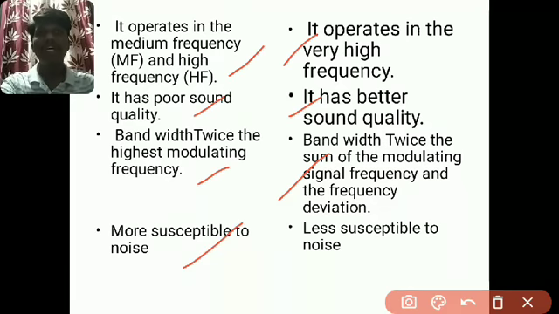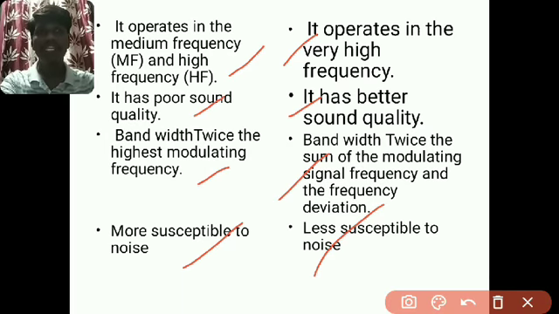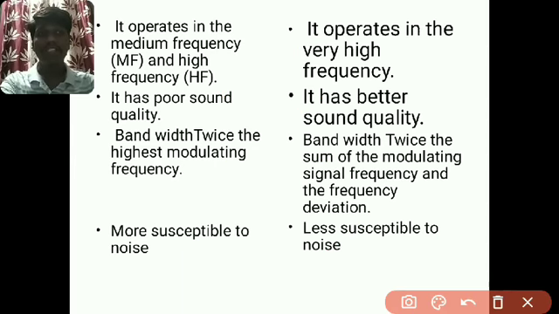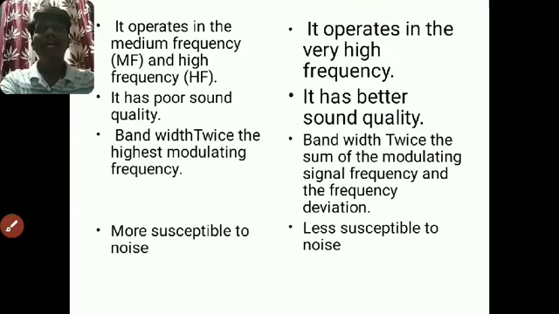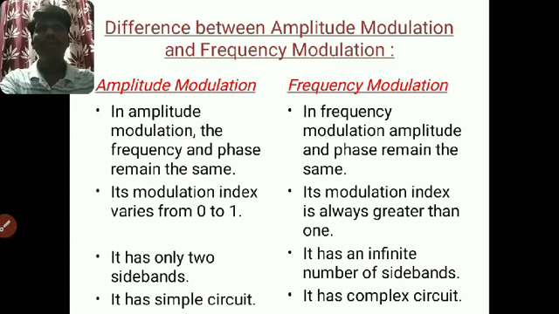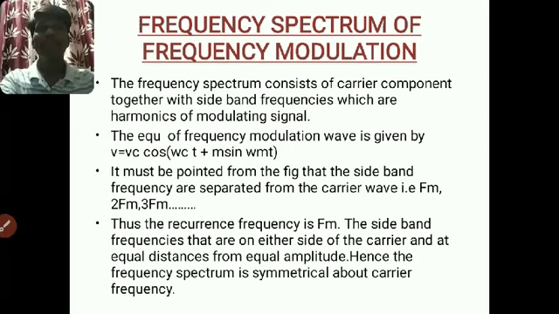And the last one: amplitude modulation has more susceptibility to noise, and frequency modulation has less susceptibility to noise. Because amplitude modulation has poor sound quality, it becomes more susceptible to noise. Frequency modulation has better sound quality, which is smooth with a very high frequency signal, so it is less susceptible to noise. These are the differences between amplitude modulation and frequency modulation.